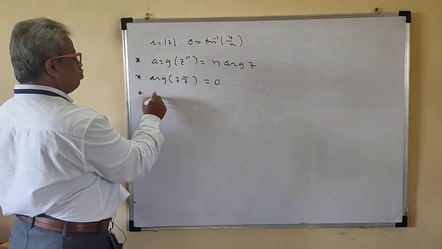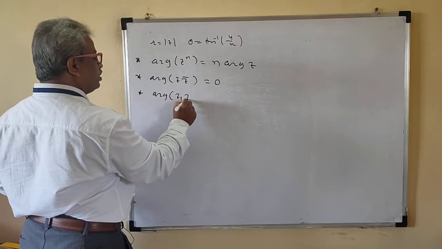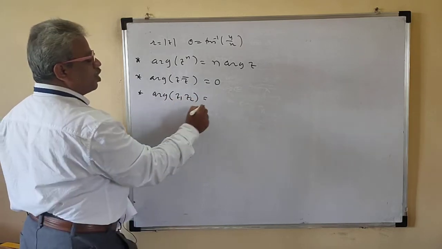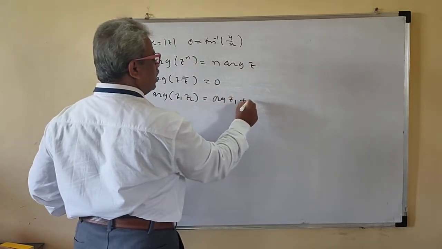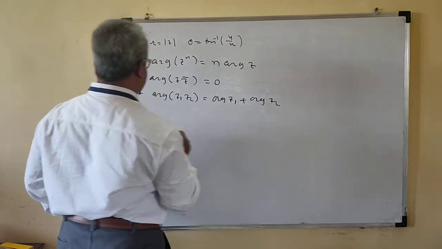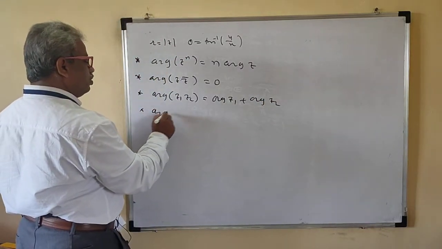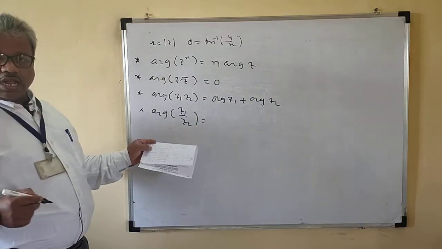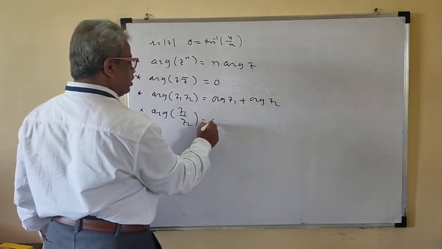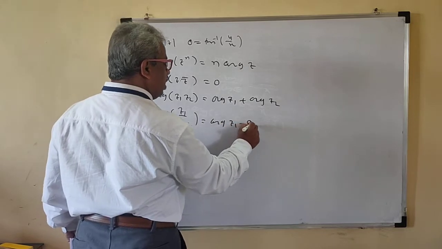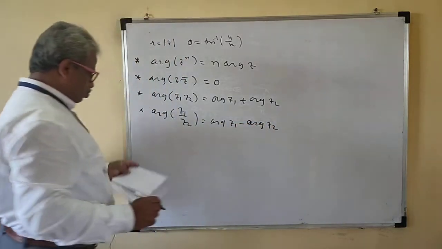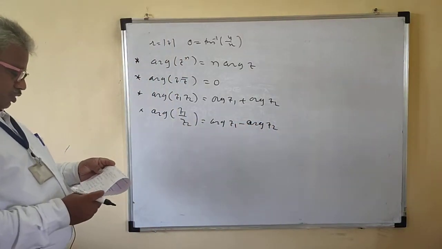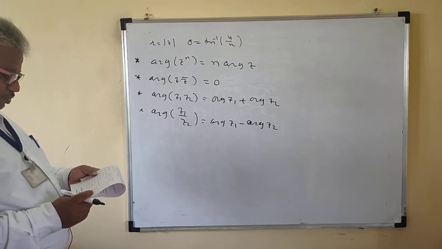Also you should remember that argument of z1 z2, the argument of the product, is the same as the argument of z1 plus argument of z2. And argument of z1 upon z2, suppose your complex number in the denominator is not 0, then this is argument of Z1 minus argument of Z2. You should remember this as a formula.